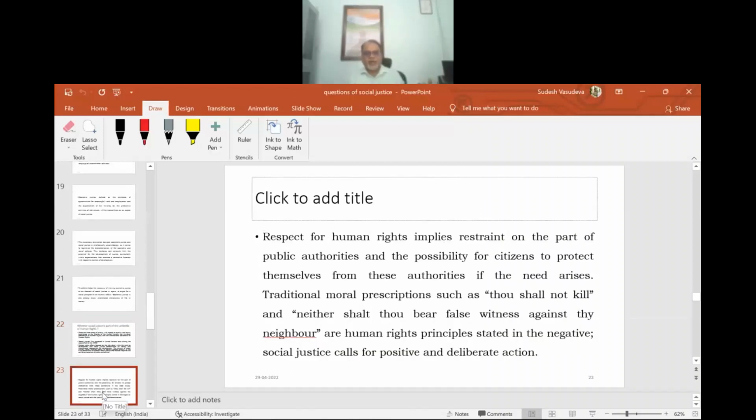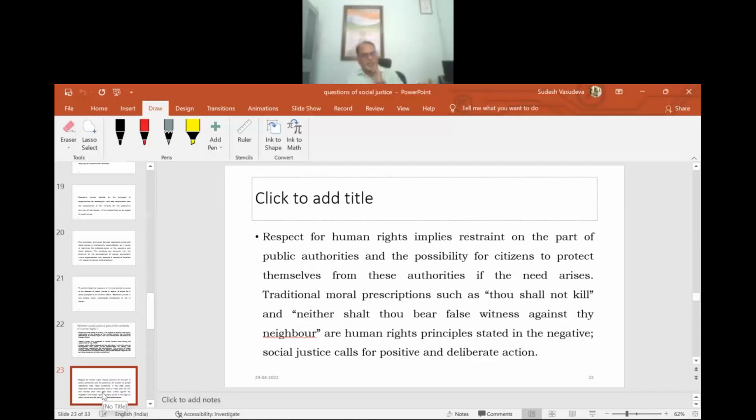So what we find is the respect for human rights implies that there is an obligation on public authorities. The obligation on public authorities is on creating an environment wherein there is a possibility for citizens to protect themselves from the authorities in case of violation of human rights.